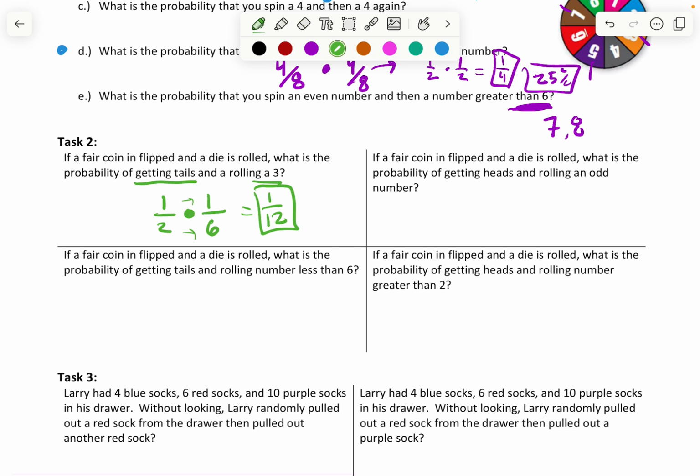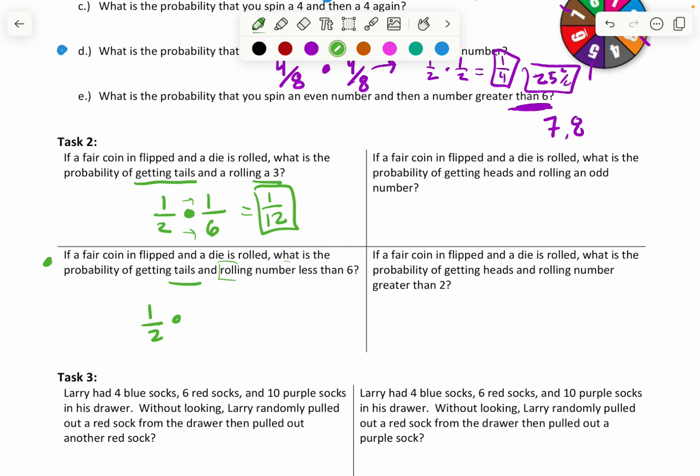Let's see, which one do I want to do? How about I do this one here, another greater than kind of thing, or less than. So a coin is flipped, a die is rolled. What is the probability of getting tails again? Well, we already said that one, 1/2 times.